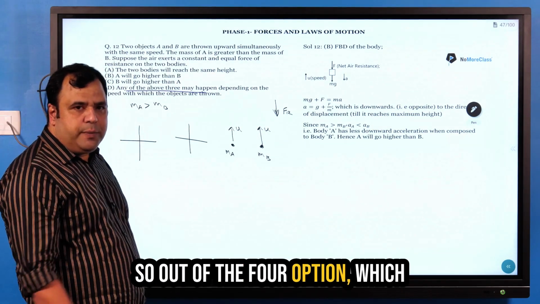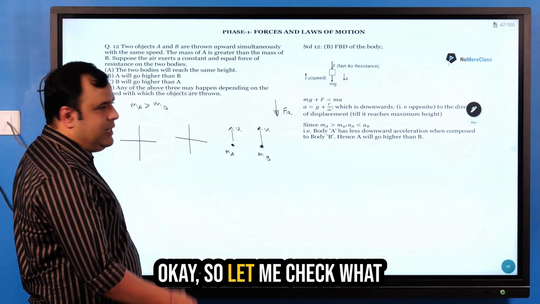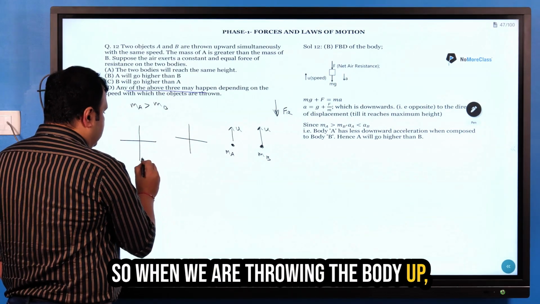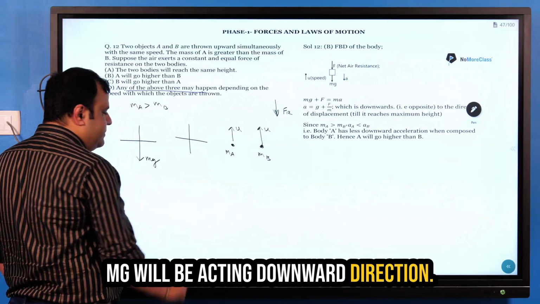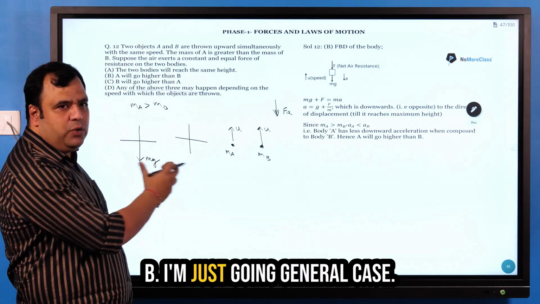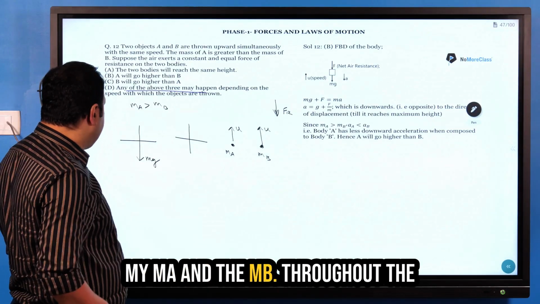So out of the four options, which is going to be the right option will depend upon the acceleration. Okay. So let me check what is the acceleration in this case. When we are throwing the body up, mg will be acting in the downward direction. Right now, I'm not putting A or B. I'm just going general case. At a later stage, I can replace the M by MA and MB.